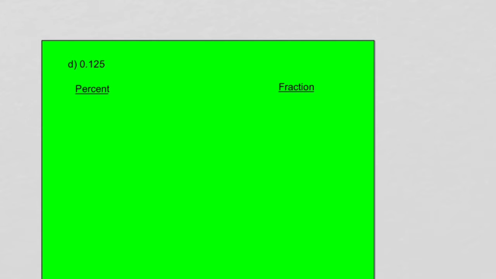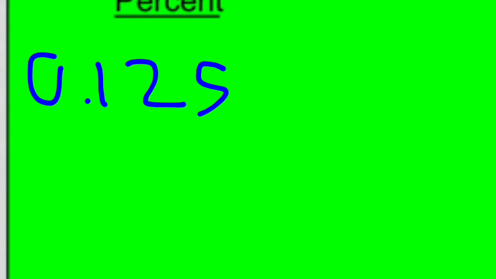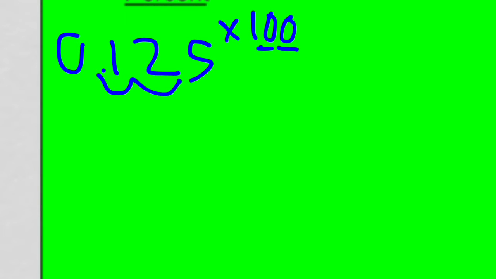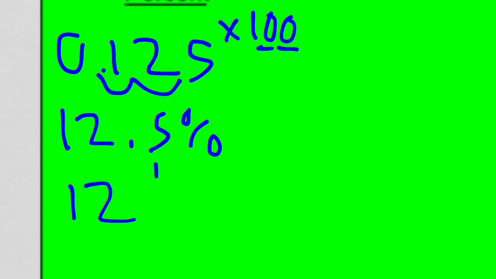This is part 2 of decimal to percent and fraction. So again, no matter what the decimal, take said decimal and mentally multiply by 100 to make the percent. 2 zeros on 100 shifts the decimal 1, 2, right in between the 2 and the 5. And that gives you 12 and 5/10%, or 12.5%.